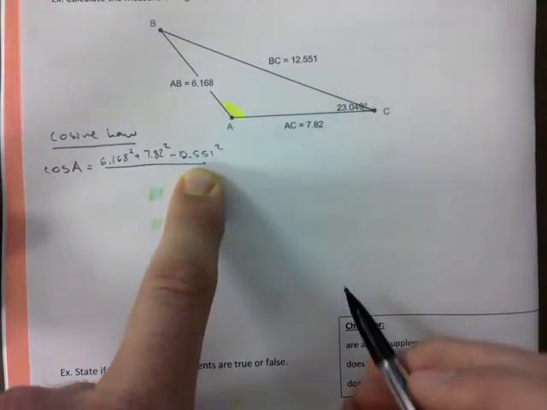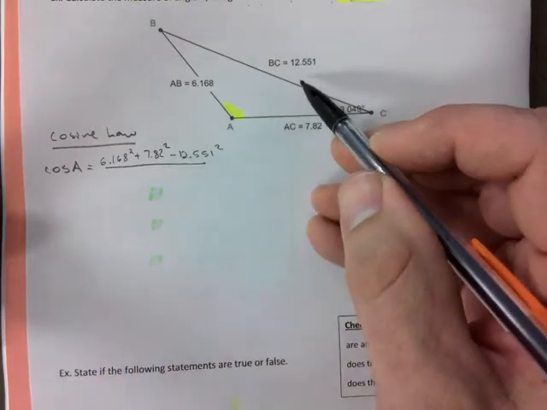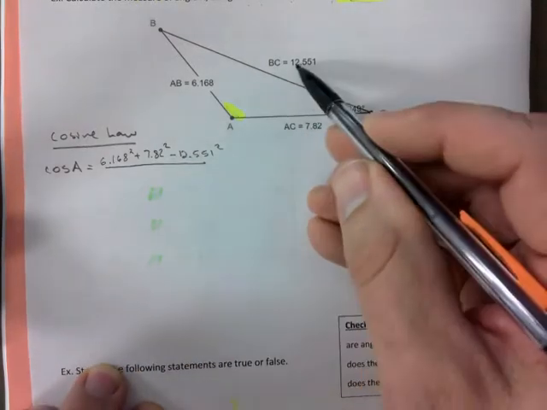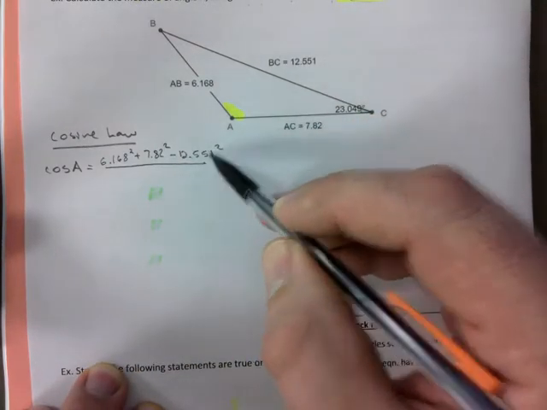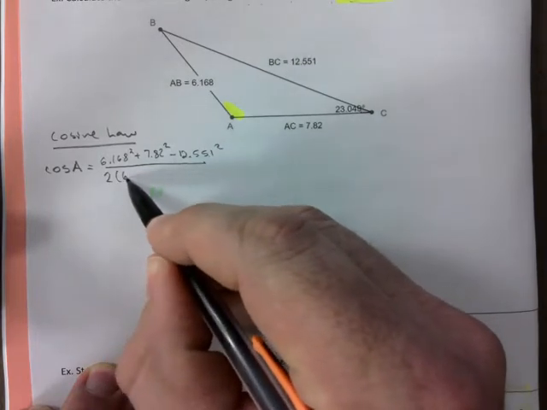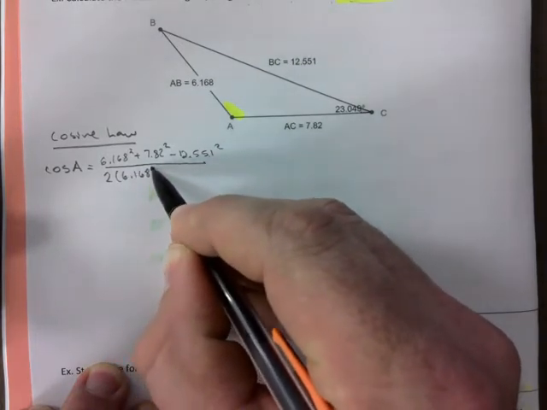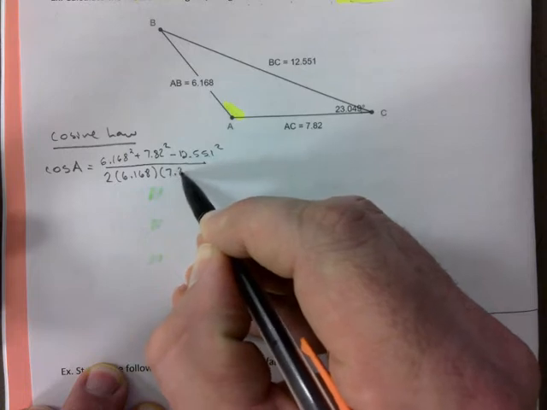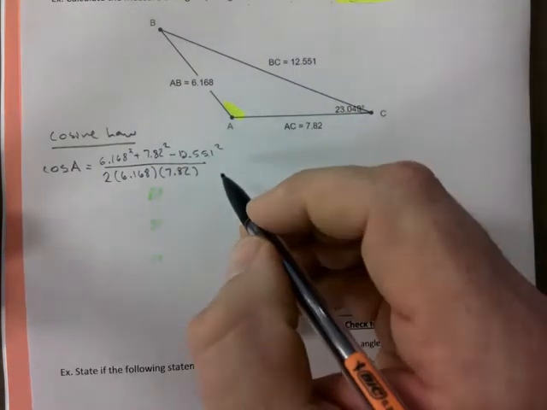So I go minus the side that's across, that it goes first, and then it's 2 times 6.168 times 7.82.